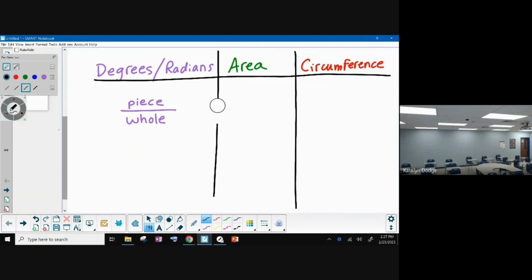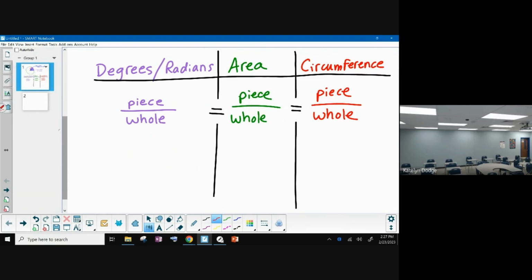And let's say I want to set this equal to my area, which is also going to be a piece over whole. We're stripping this equation down to something very simple, so it's really easy to memorize without any complicated formulas. All we have to think in our heads is piece over whole. So all 3 categories are just the same for now. We're going to start plugging in different information here in just a moment.